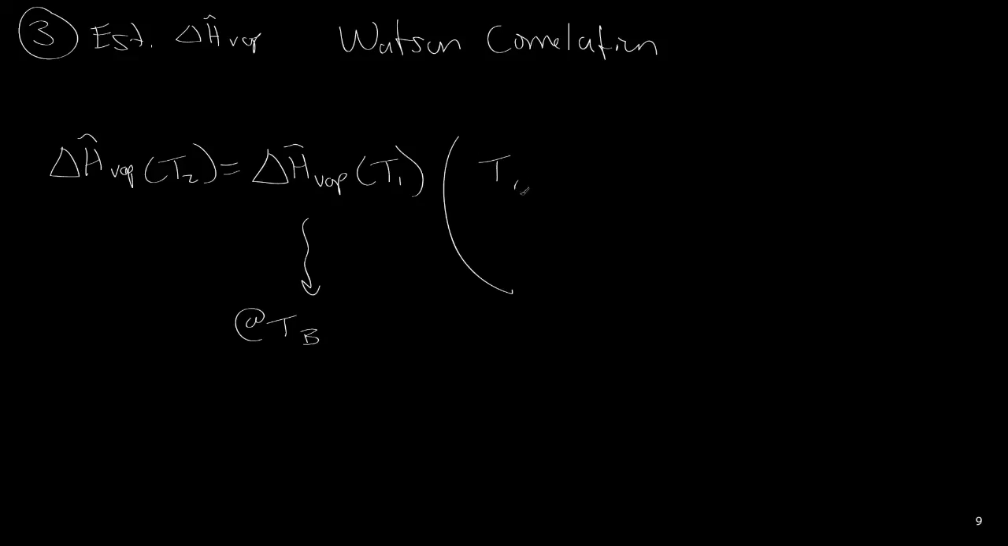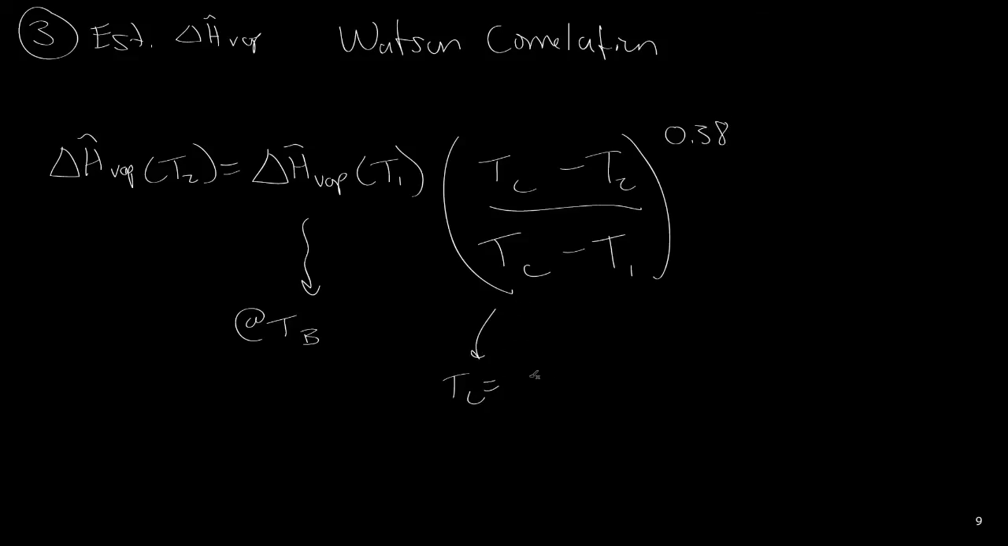Here, I'll just write the equation out. Tc is equal to the critical temperature. And this is the equation that you would need to estimate the heat of vaporization. As the temperature T2 gets farther and farther away from T1, this correlation is going to be increasingly poor.